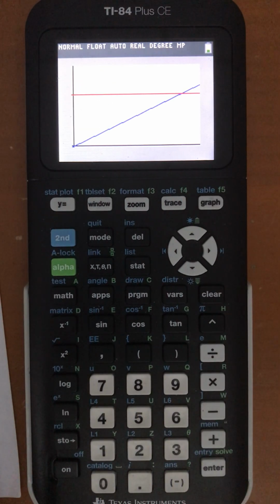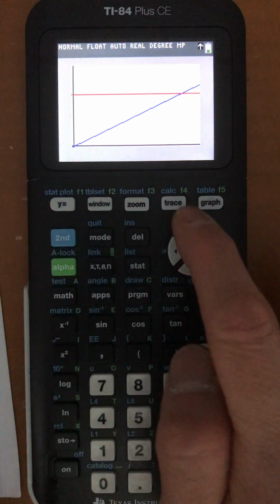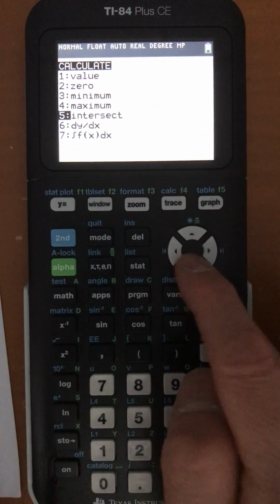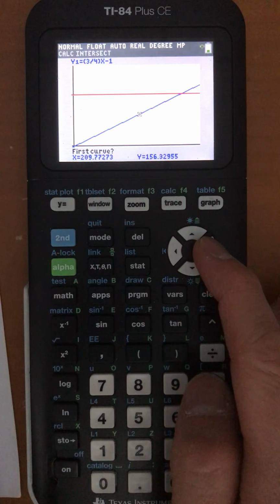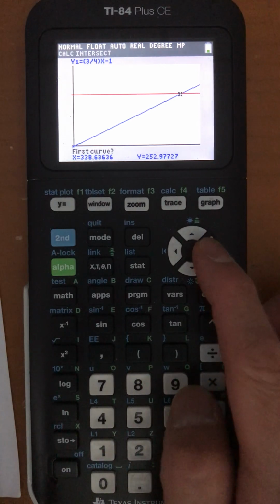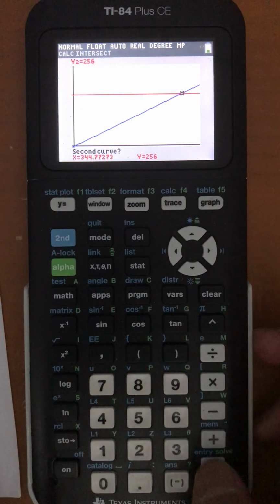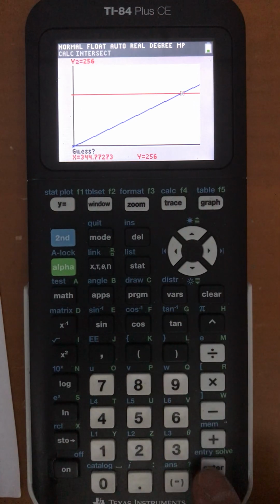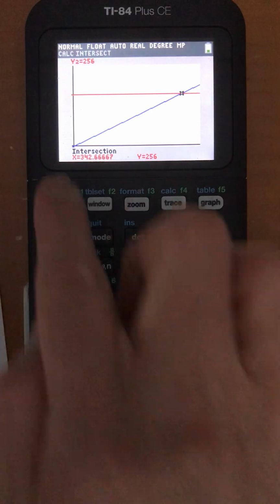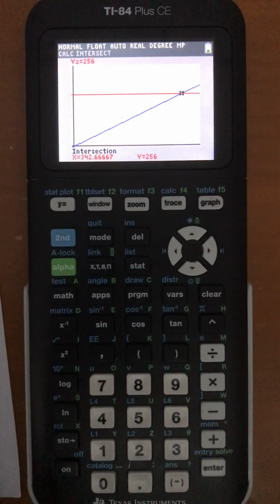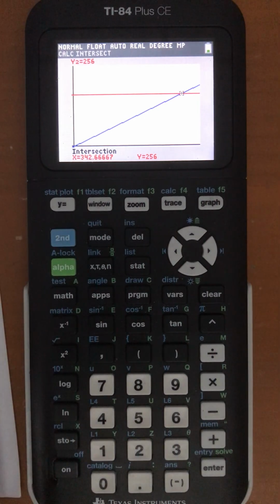Okay, now I can see a clear intersection, so let's go ahead and second trace, intersect. So remember, we're calculating an x value for a given y value of 256. First curve, enter, second curve, enter, guess, press enter again. So I have an x value of 342.6 repeating for a y value of 256.